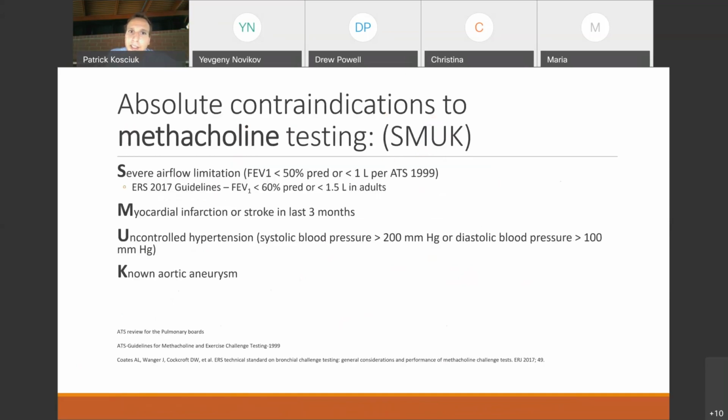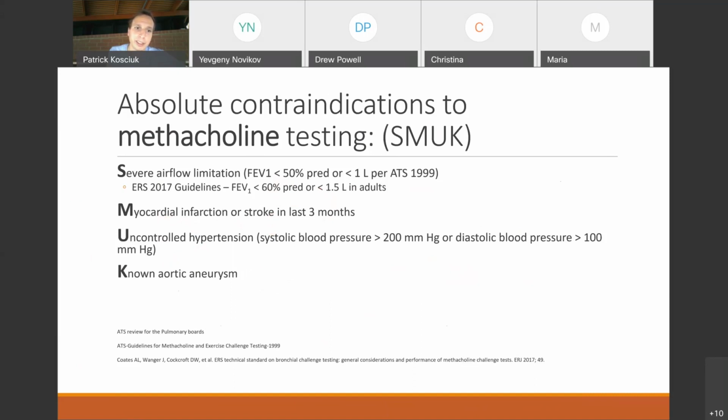Your contraindications to the methacholine challenge, again: you can't bring someone that already has a terrible defect to undergo a test where that defect will get much worse. So severe airflow limitations are contraindications. The ATS published guidelines in 1999 that said less than 50% we probably shouldn't be doing. The ERS did a little bit higher, with more safety margin, at less than 60%. You shouldn't have had any sort of cardiovascular or central cerebral insult within the past 3 months. You certainly don't want it with high blood pressure.